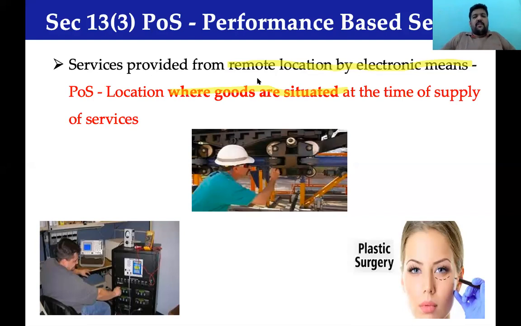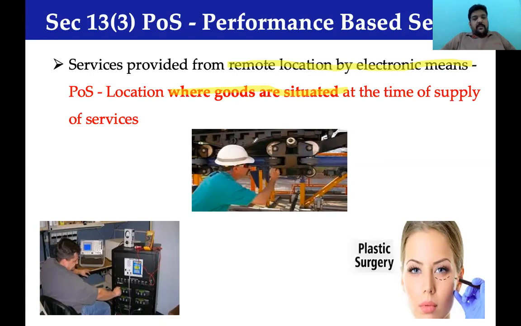So the core of this discussion is where the asset is located. If the services are provided from a location by electronic means, the place where the asset or the goods are located would become the place of supply. The goods must be located there at the time of supply of service. That is also important: when the service is done, where the goods were at that time. You can also transfer the goods later, but where the goods were located at the time of service would become the place of supply.